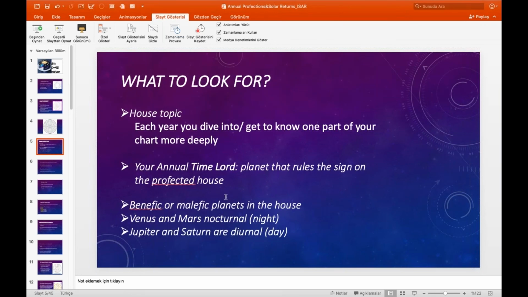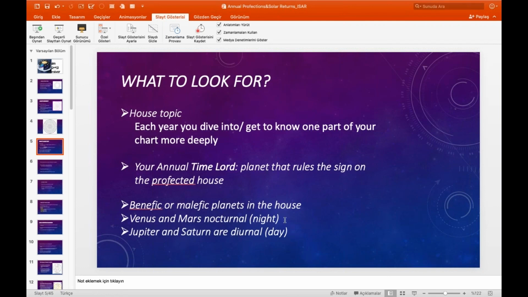benefic or malefic planets in the house. We don't just look at the ruler of that house, we also look at the planets in the house, benefic or malefic planets. And this is also important. If you have some Hellenistic astrology knowledge, you already know that. But if you don't know, take a note that Venus and Mars are nocturnal planets. What I mean by nocturnal, they belong to the night. They are night planets. And Jupiter and Saturn are diurnal. So they belong to day.